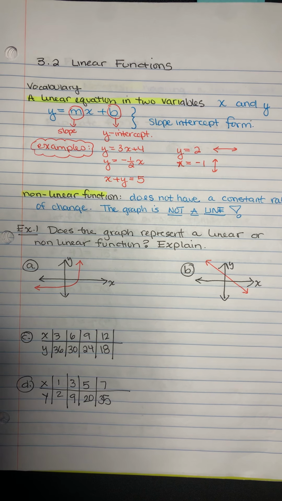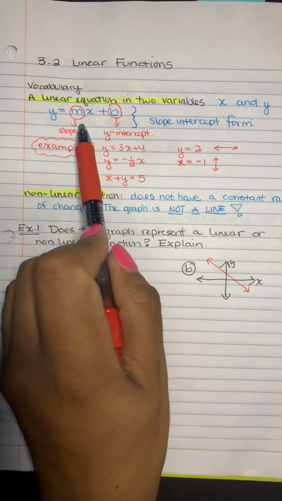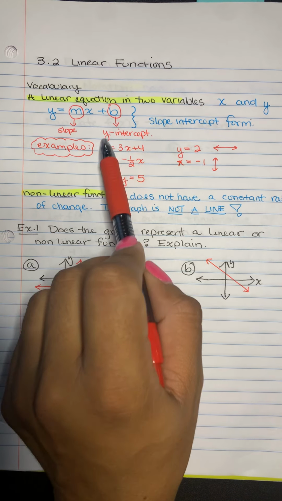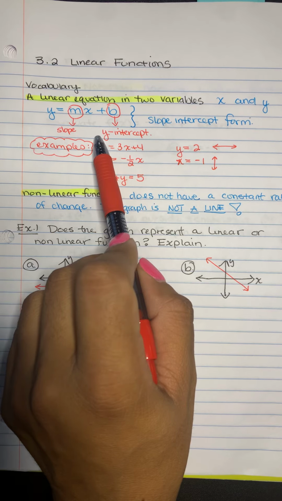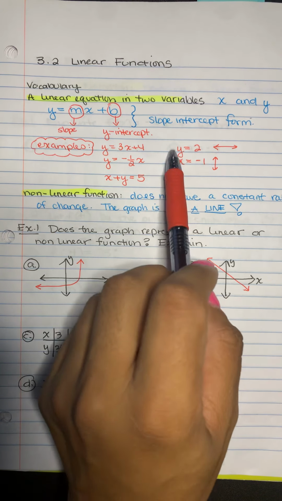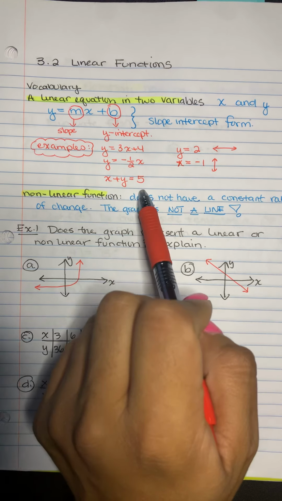A linear equation in two variables. That means we have x and y. A linear equation is y equals mx plus b. This is also known as slope-intercept form. We've identified the slope, which is your m. Your y-intercept is your b value. And here are some examples of slope-intercept form, okay, a linear function.